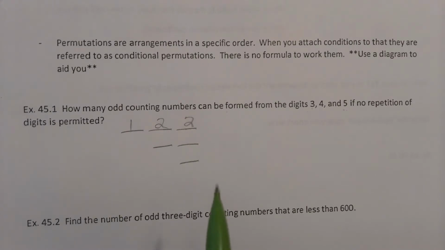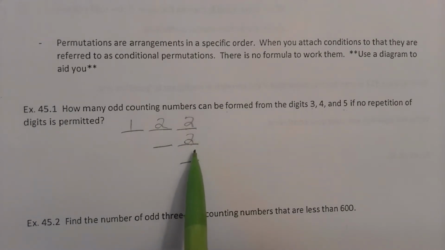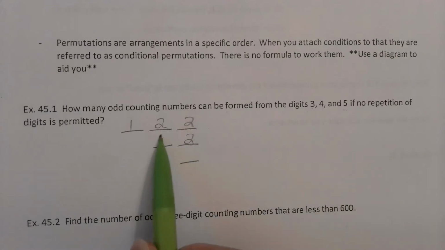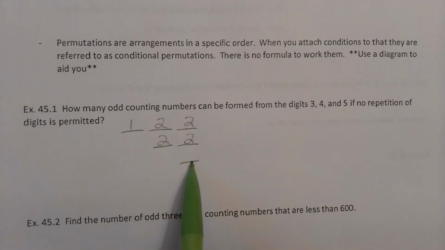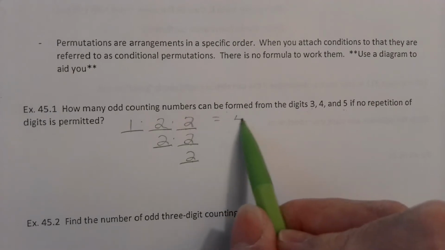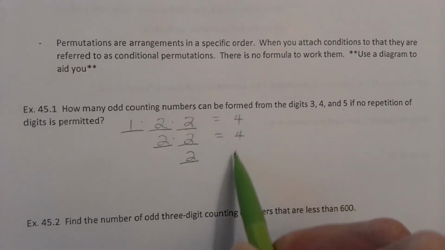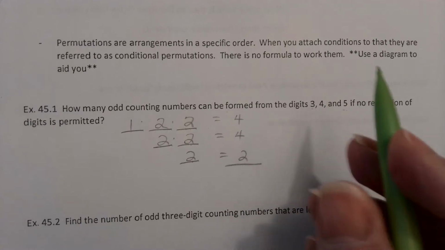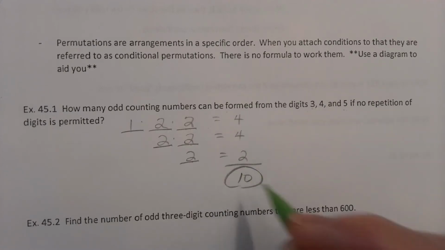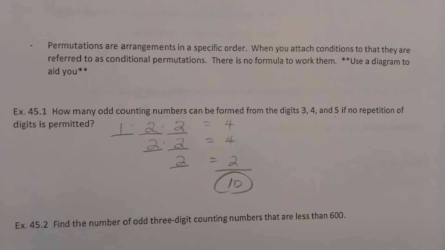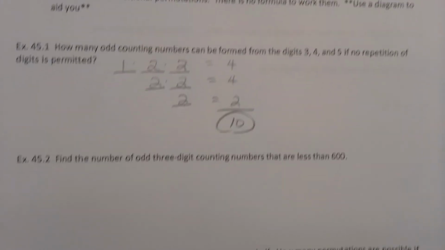Now it works pretty much the same for the others. But if it's a 2-digit odd number, this number has to be odd. So again, I have 2 choices for that. But once I use one of these, I have 2 left over. But this one right here, if it's going to be an odd number, it has to be the 3 or the 5, so I have 2 choices. I'm going to multiply each line together. I'm going to add them up. And that is the number of different ways you can do that. Okay?